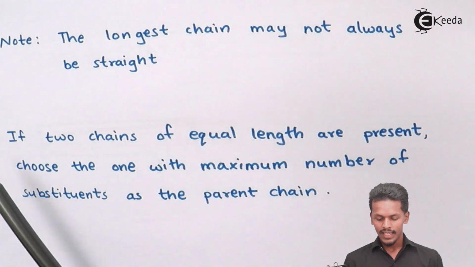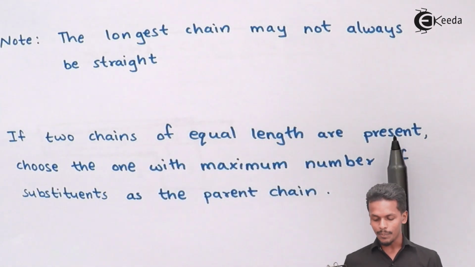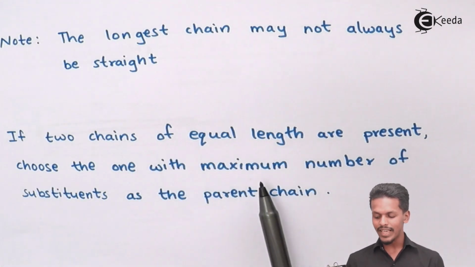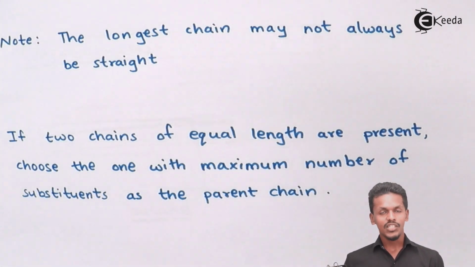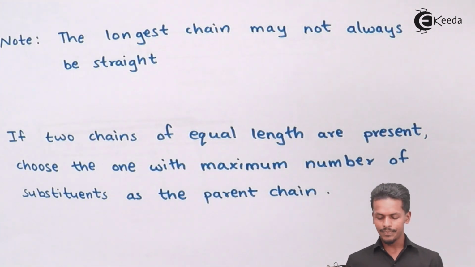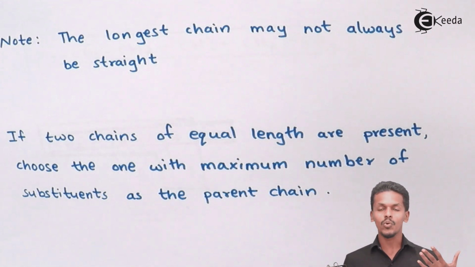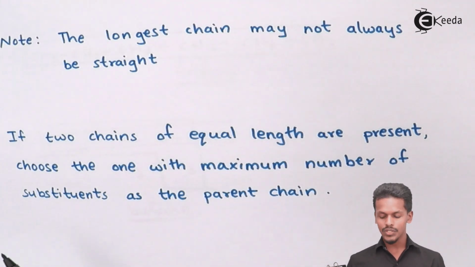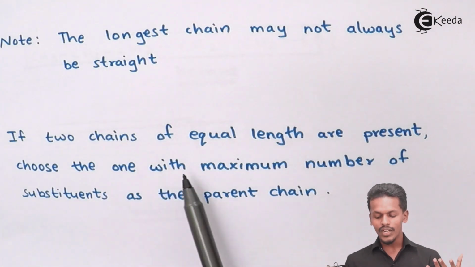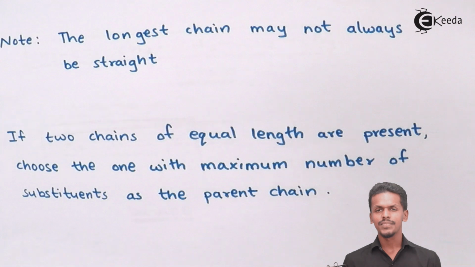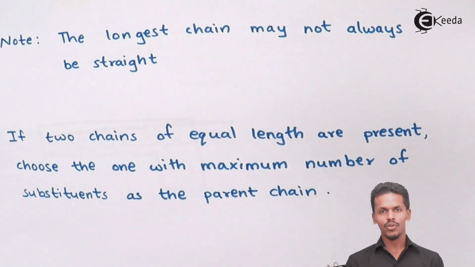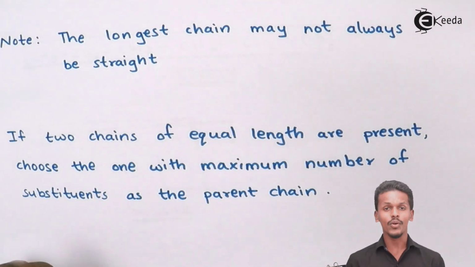Yes, if two chains of equal length are present, choose the one with the maximum number of substituents as the parent chain. Suppose we have a molecule in which there are multiple groups attached to the straight chain. In that case, we have to choose the one with the maximum number of substituents as the parent chain. So what are they talking about here? Let me give an example for that.